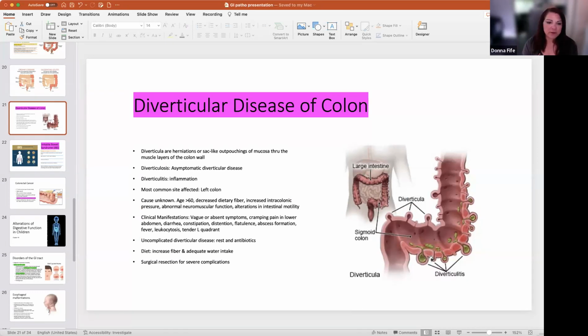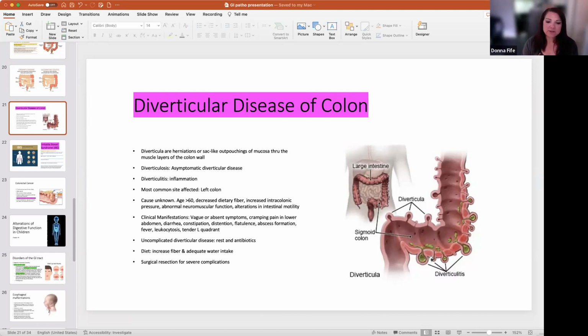Cause of this is unknown, occurs mostly in people age 60 and older, can come from a decreased dietary fiber intake, increased intracolonic pressure, abnormal neuromuscular function, or alterations in intestinal motility. Clinical manifestations may be vague or absent. Patient may have cramping in the lower abdomen, diarrhea or constipation, distension of the abdomen, flatulence, abscess formation can occur. Patient may have fever, leukocytosis, or a tender left lower quadrant.